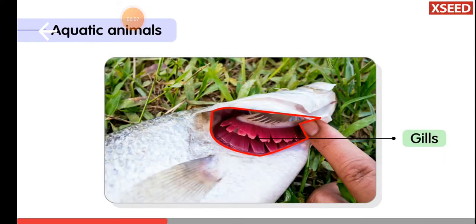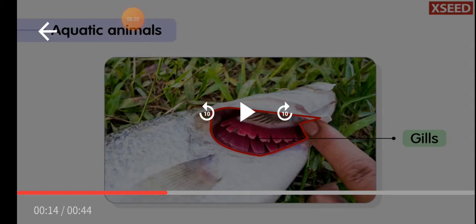That's why the bubbles will come in a fish bowl, because it's breathing with the help of gills, just like our lungs. So whenever they are breathing, they are releasing carbon dioxide outside. Due to that, the bubbles are coming.